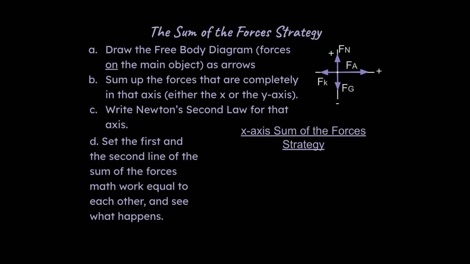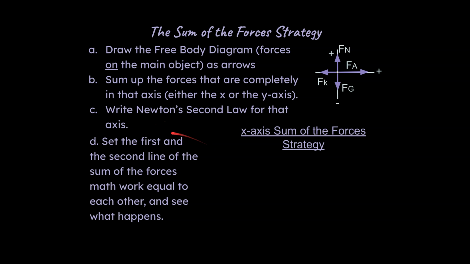So the first step of the strategy is you're going to draw the free body diagram of the object itself for the problem, and these are the forces again on the object, not from the object, but affecting the object itself. The next step for the sum of the forces strategy is you're going to sum up the forces that are completely in that axis, either the x-axis or the y-axis. Then you're going to write Newton's second law for that axis.